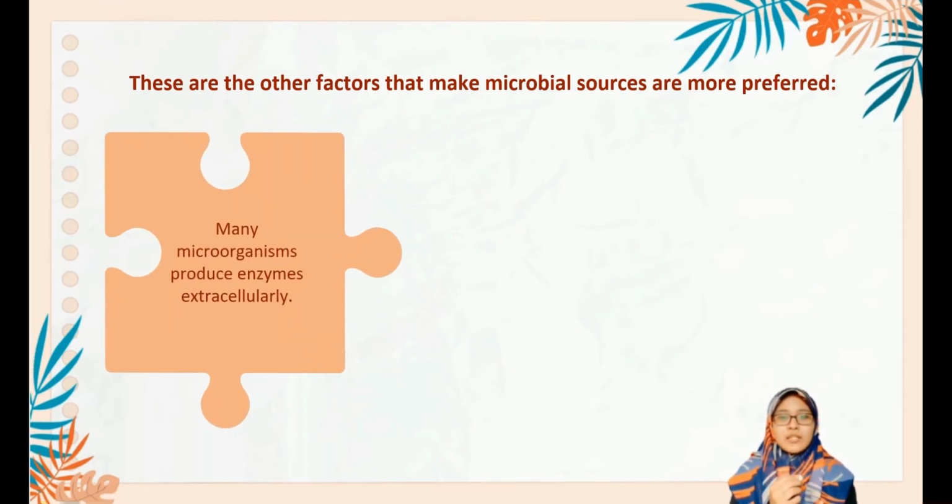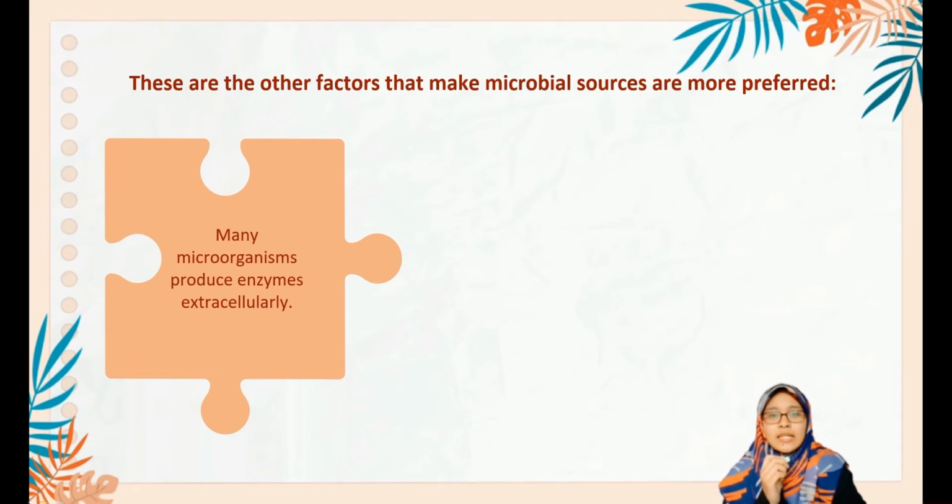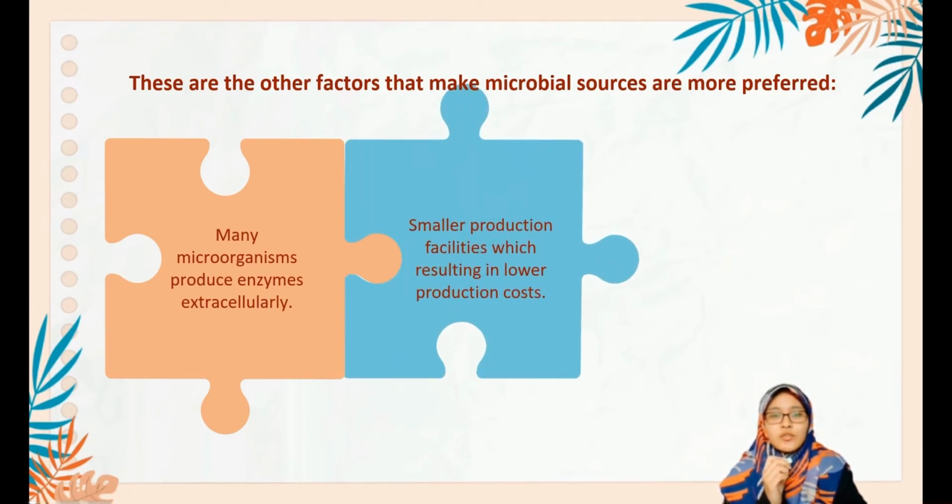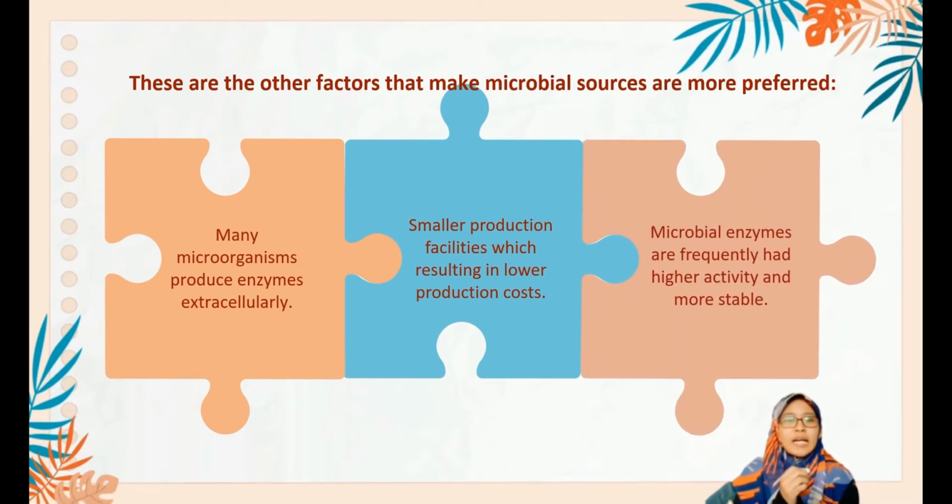First, many microorganisms produce enzyme extracellularly, which simplifies the purification process. And even if the microorganism produces intracellularly, the process of obtaining the enzymes is much easier than using animal or plant sources. Secondly, smaller production facilities are required, resulting in lower production costs. Animal and plant need to be transferred to extraction facilities, which are not required for microbial fermentation, where the entire process can be conducted in one place. Microbial enzymes frequently have higher activity and are more stable. As an example, enzymes that derive from thermophilic microorganisms will have higher temperature resistance.